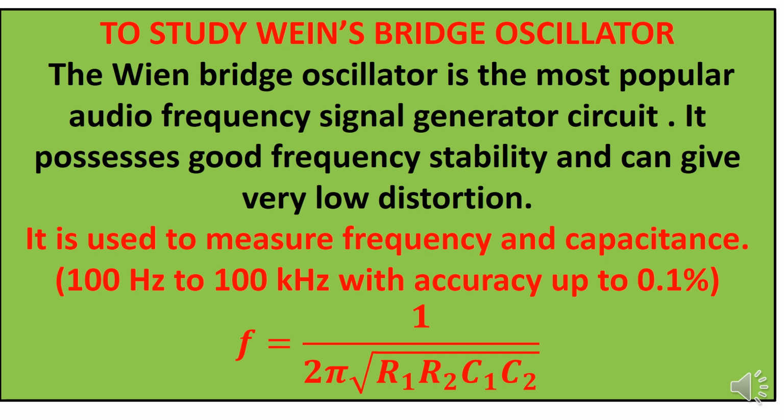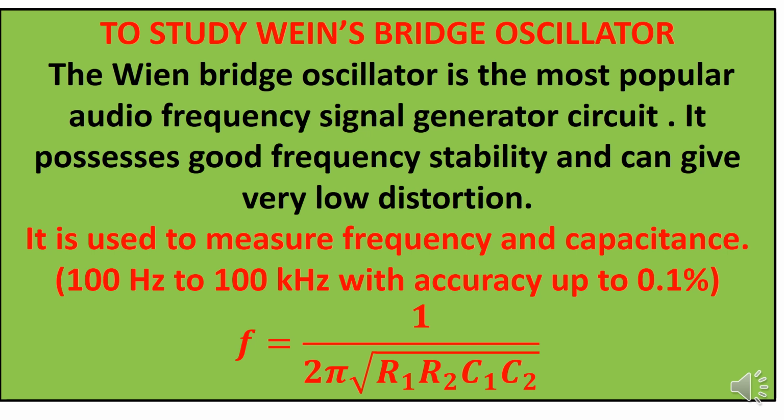To study the Wein's bridge oscillator. The Wein's bridge oscillator is the most popular audio frequency signal generator circuit. It possesses good frequency stability, so it is very stable and can give very low distortion also. It is used to measure frequency and capacitance also, right?